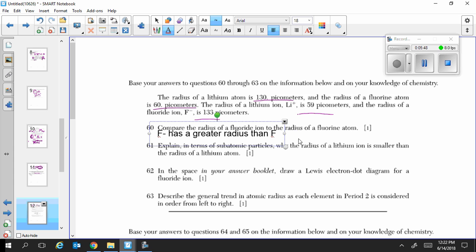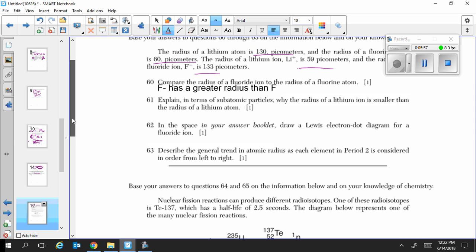Okay, now let's talk about why. When you have a nonmetal and it gains electrons, it becomes a negative ion, and when it gains them, it becomes larger in size. Explain in terms of subatomic particles why the radius of a lithium ion is smaller than a lithium atom. This is because it loses one electron and therefore one shell. Because lithium was 2-1 and it lost that one, it lost its outer shell when it lost its valence electrons.